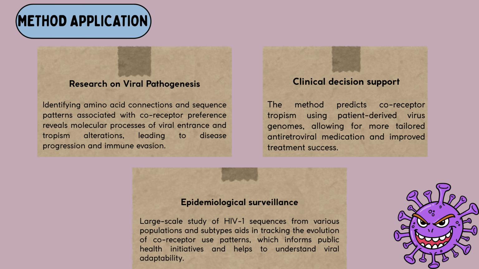Next, method application. First is research on viral pathogenesis, identifying amino acid connections and sequence patterns associated with co-receptor preference, which reveals molecular processes of viral entry and tropism alterations leading to disease progression and immune evasion. Second is clinical decision support. The method predicts co-receptor tropism using patient-derived virus genomes, allowing for more tailored antiretroviral medication and improved treatment success.